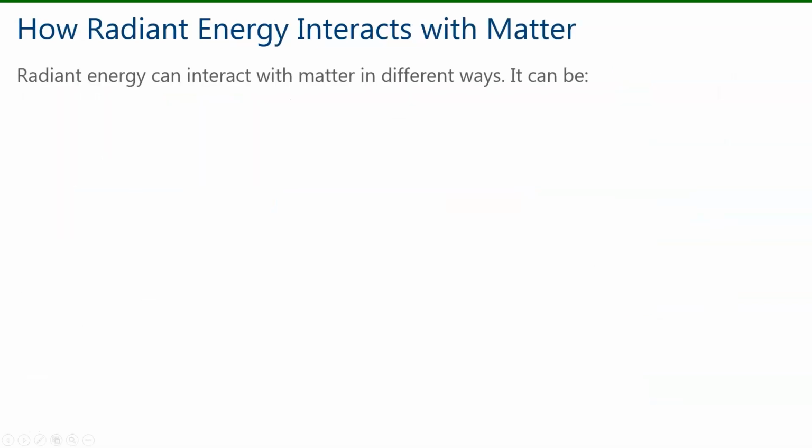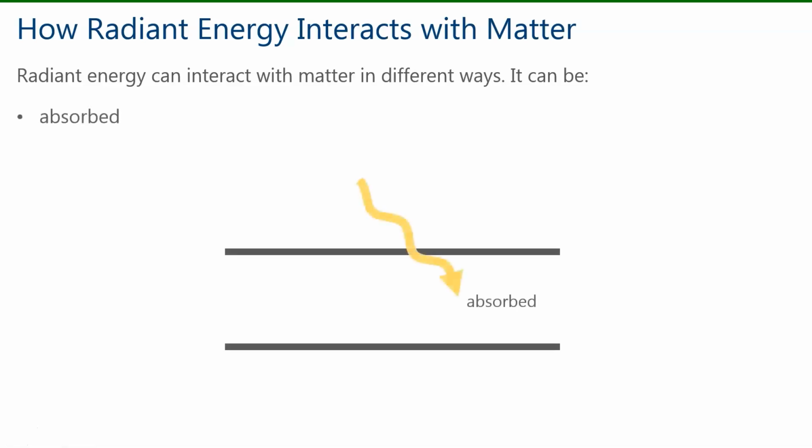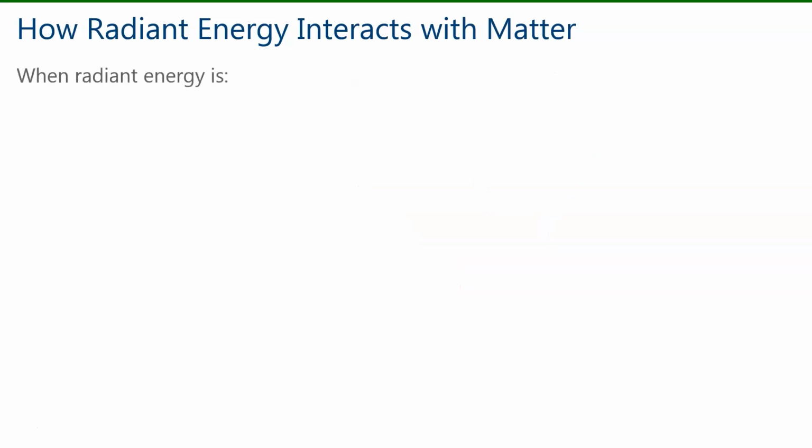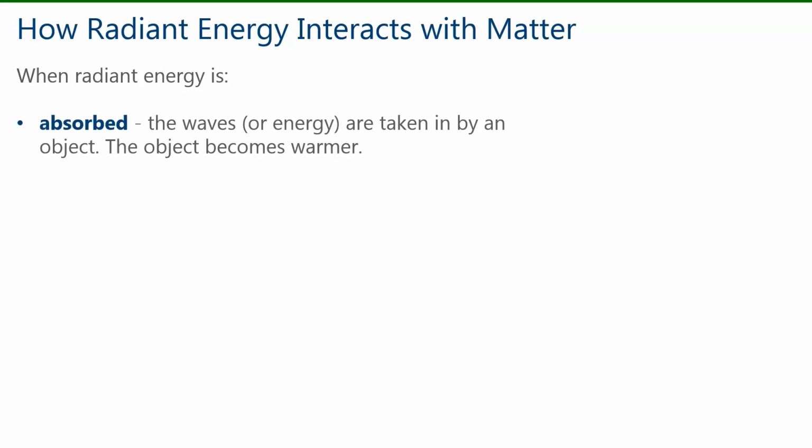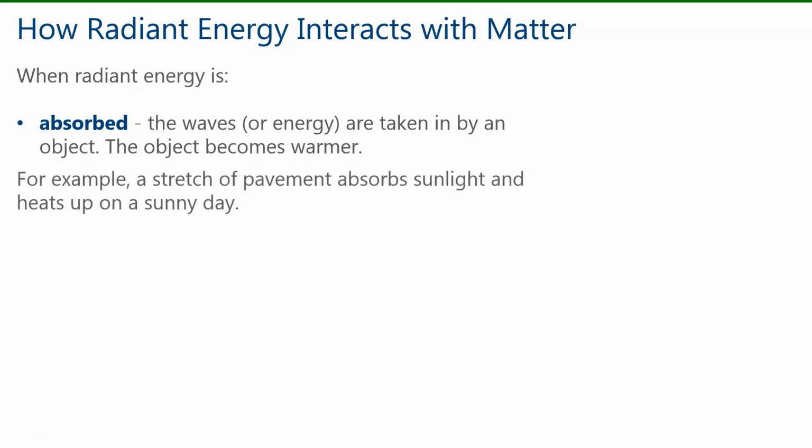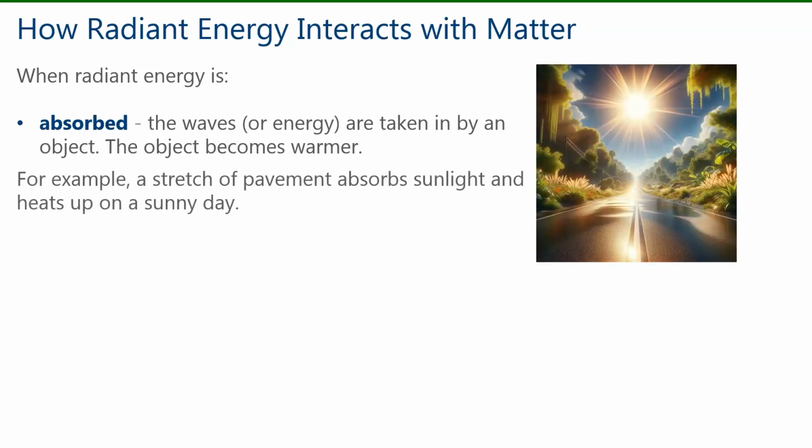Radiant energy can interact with matter in different ways. It can be absorbed, or reflected. When radiant energy is absorbed, the waves or energy are taken in by an object. The object becomes warmer. For example, a stretch of pavement absorbs sunlight and heats up on a sunny day.